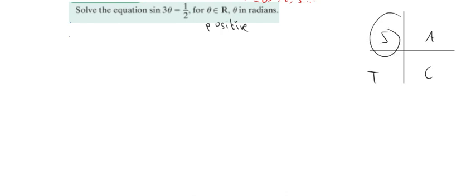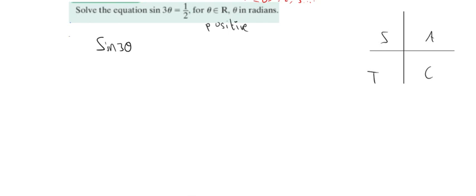So now you'll see that it's positive here. That the half is positive. Therefore, if you're looking in our 4 quadrants, so CAST. So sin is positive in this quadrant up here and this quadrant here. So we're looking in those 2 quadrants for solutions.